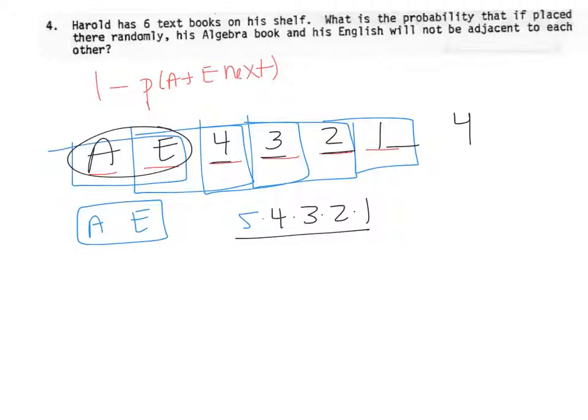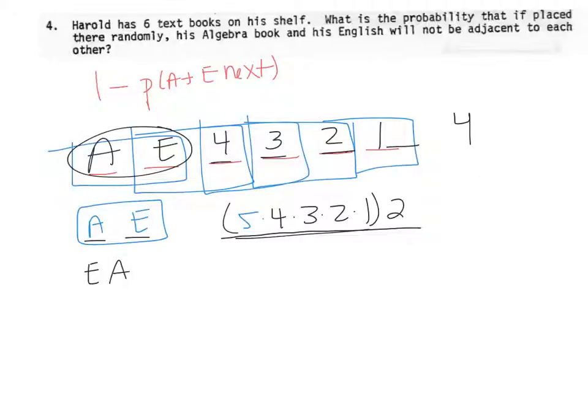Okay, now what I have to remember is that I chose algebra and then English. But if they're next to each other, they could also be English and then algebra. So at the end, I have to multiply by 2. Once for algebra coming first, and then the second case is English coming first. So these are all the times when algebra and English are next to each other.